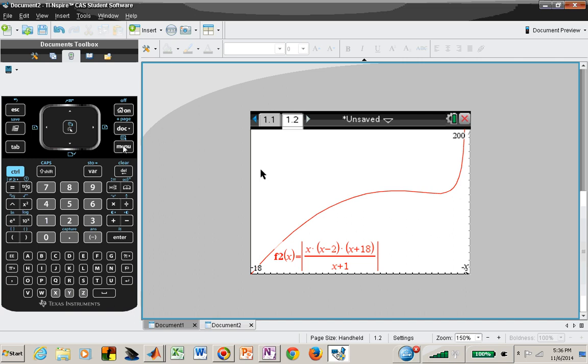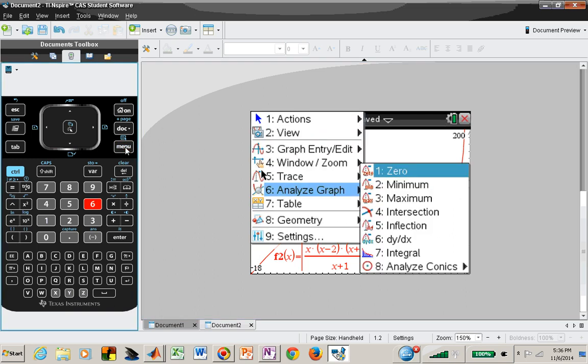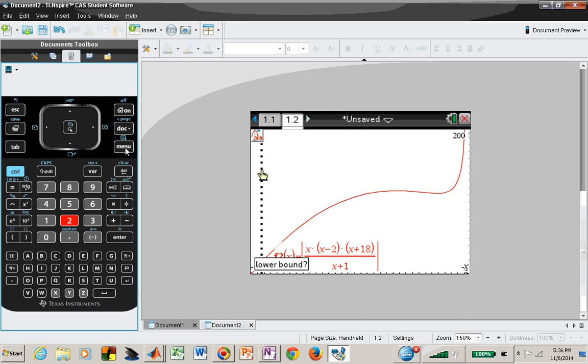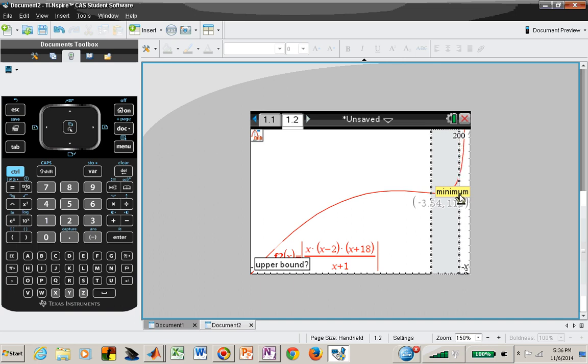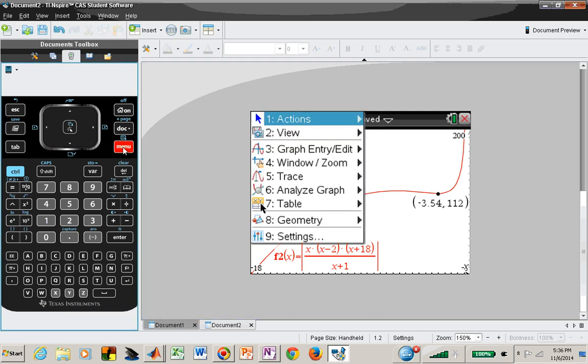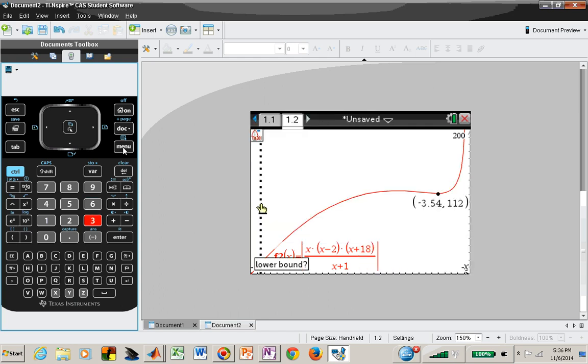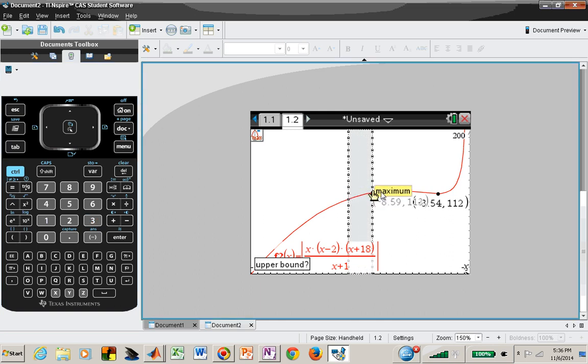So if I now come back to the menu and say, let me analyze that graph, let me find my minimum. The lower bound, let me say, is there. My upper bound is there. I now have a minimum right there with a gain of 112. Let me now find, analyzing graph, a maximum. Let me say that my lower bound for searching for that maximum is here, and my upper bound is right there. And now I have a relative maximum to the left of that point.